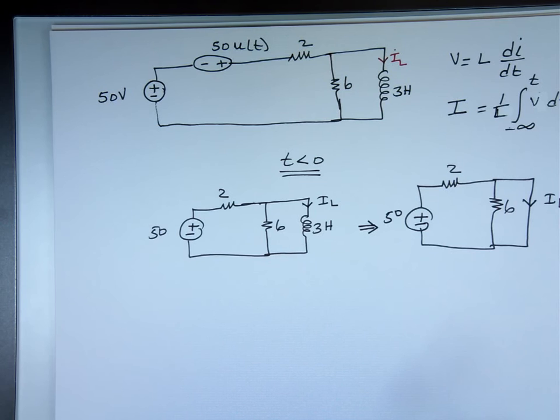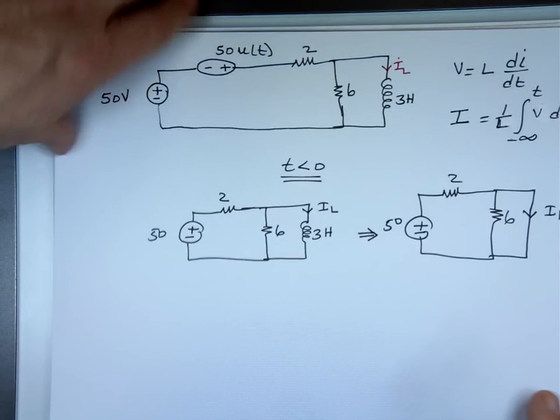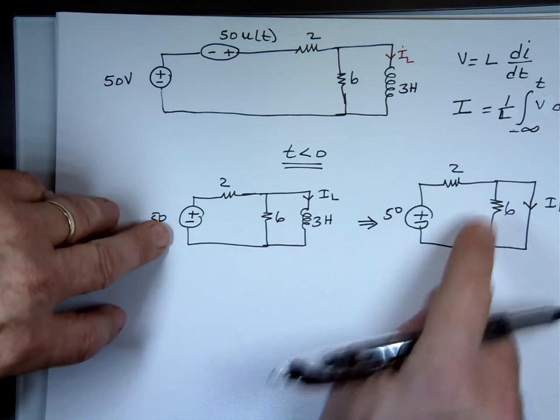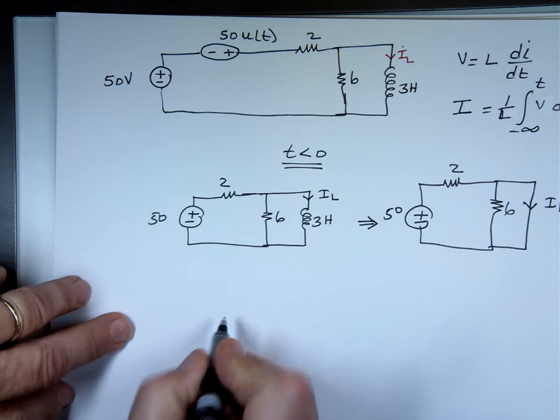Would any current go through the 6 ohm resistor? It's the division of whatever the current is through the 2. No. That's a short circuit. So yes, nothing will go through this one, so your circuit will look like this.